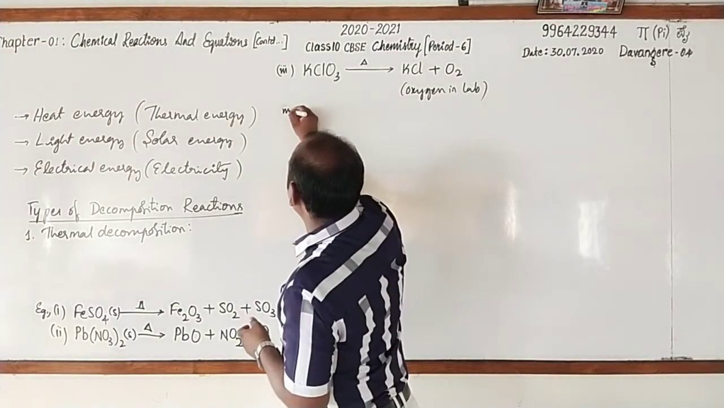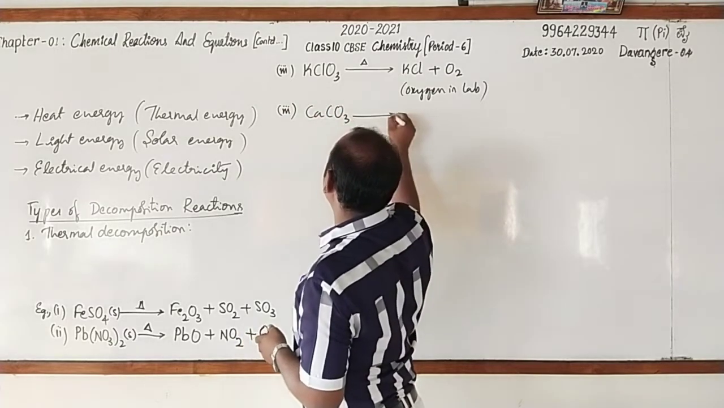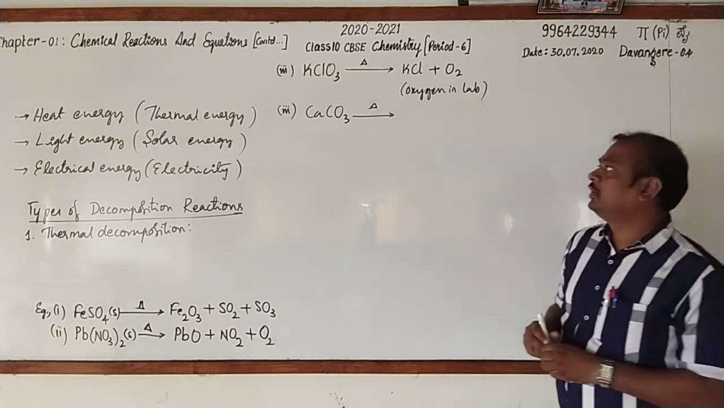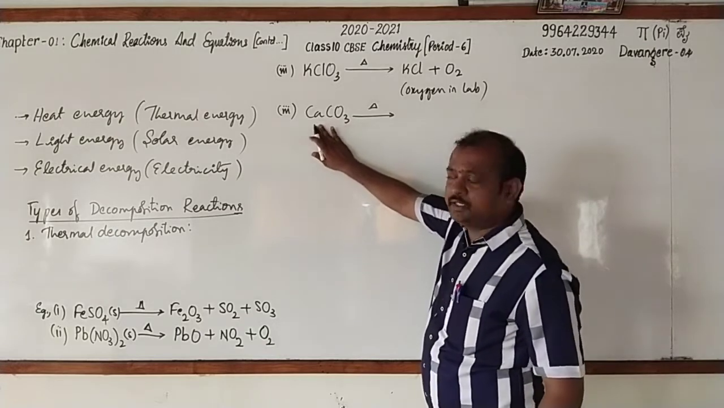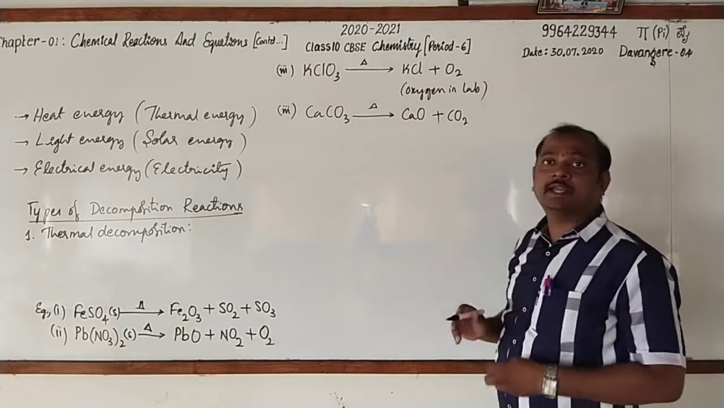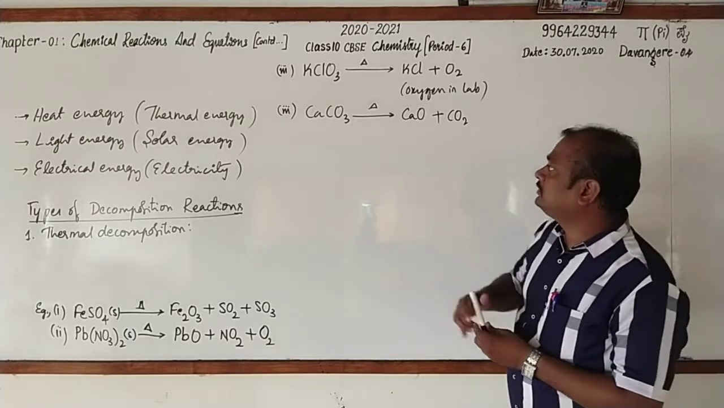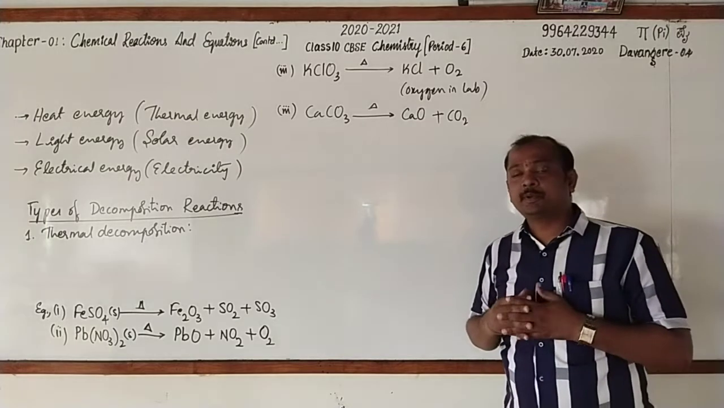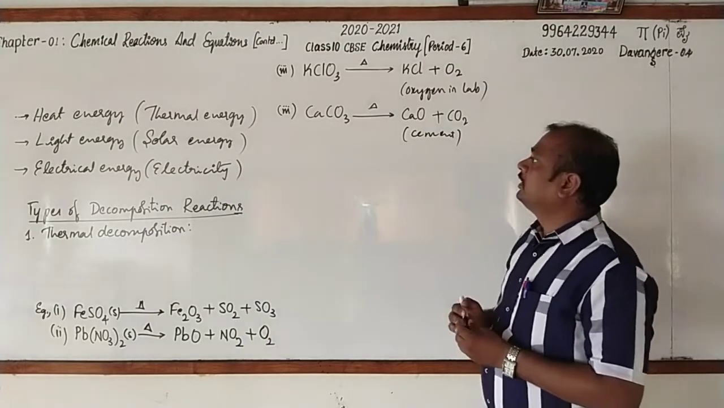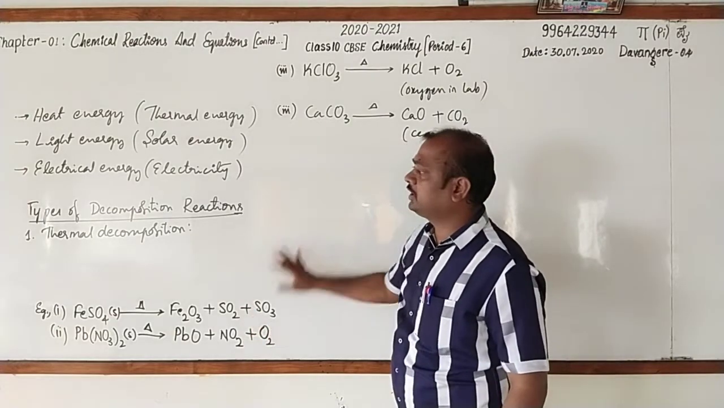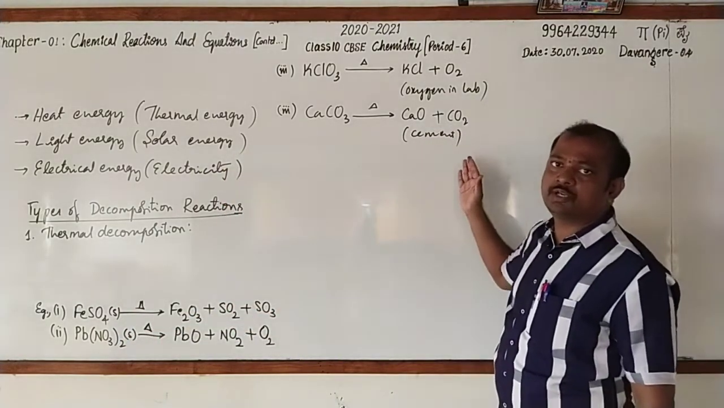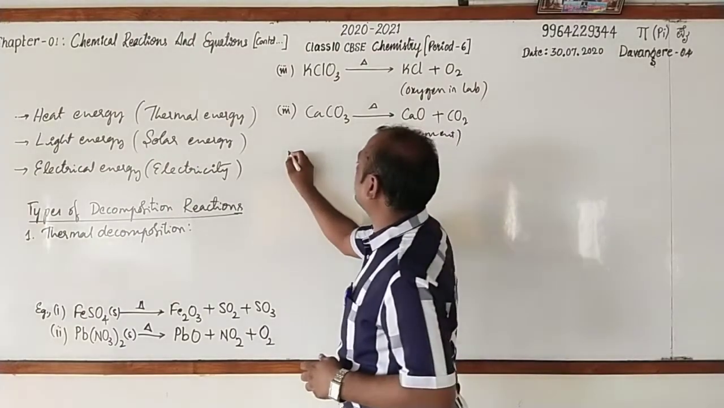Next, I'll write one more. It is calcium carbonate. What is the common name of calcium carbonate? It is limestone, also called marble. When it is heated, it produces the compound called calcium oxide. Then carbon dioxide gas is released. Remember this also, and this chemical reaction is used in the manufacture of cement. Remember that. Okay. These are the decomposition reactions carried out by supplying heat, and hence these are called thermal decomposition reactions. Understood? Yes. I'll go for the second one.